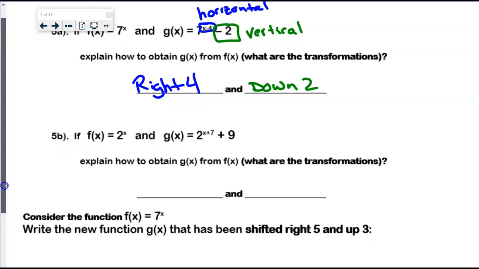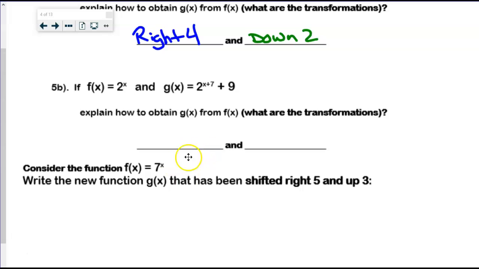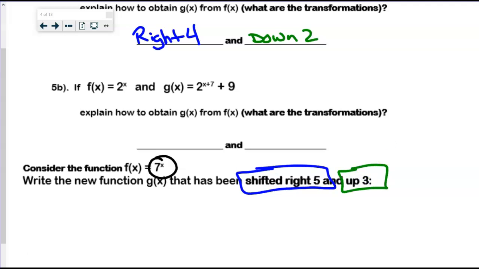If I keep looking down the page, this is the one that got everybody last time, right? So same function, 7 to the x power from that original one we did. But I want you to shift it 5 units to the right and 3 units up. So your new function, which they want you to call g of x, it starts off the same way. It's got a base of 7, and then up in your exponent, 5 units to the right would look like this, x minus 5. And then 3 units up would be off to the side, and then plus 3.